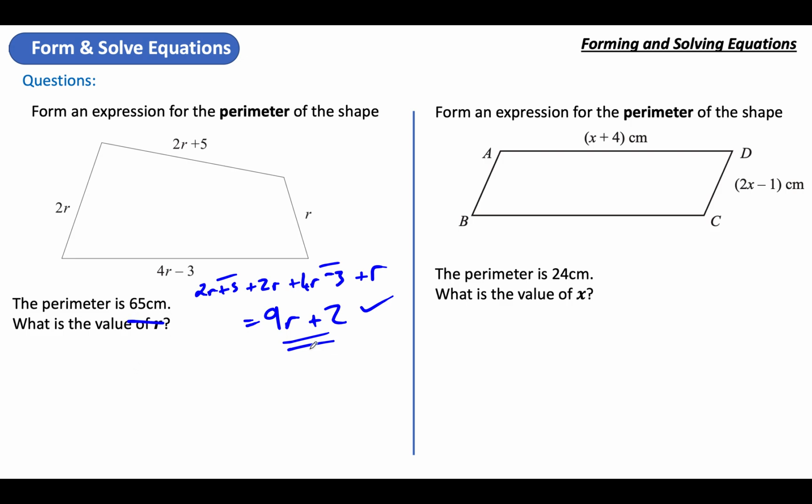New bit of information is that that must be equal to 65, because that is the perimeter. So 9r plus 2 equals 65, and solve. Deal with the number touching the letter last, so we'll take away 2 from both sides. 2 take away 2 is nothing, so 9r is on its own. 65 take away 2 is 63. Yes, Murphy, I know. I don't want 9r though, I just want the 1. So divide by that number touching the letter. Divide by the 9. Split it into 9 pieces. How many 9s in 63? There are 7. So r is equal to 7.